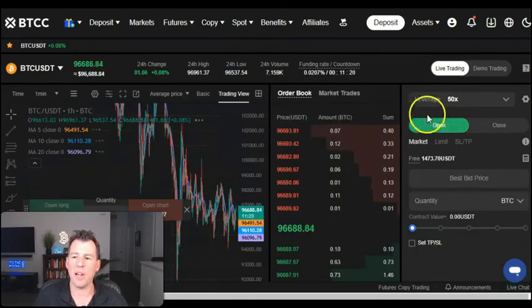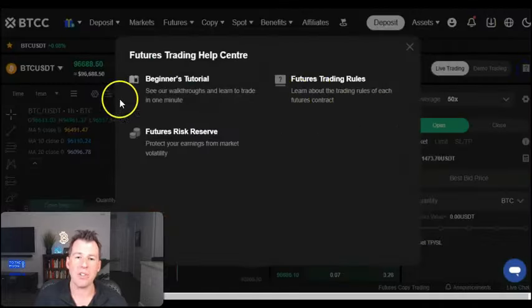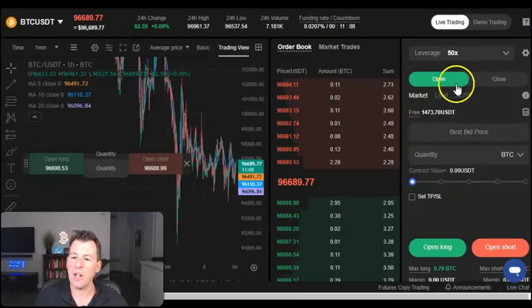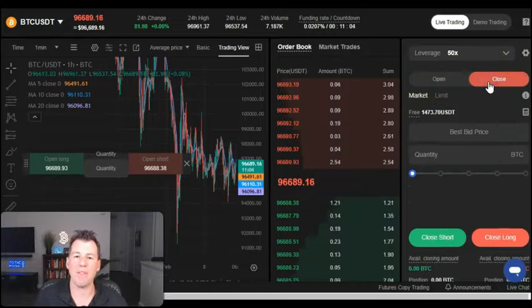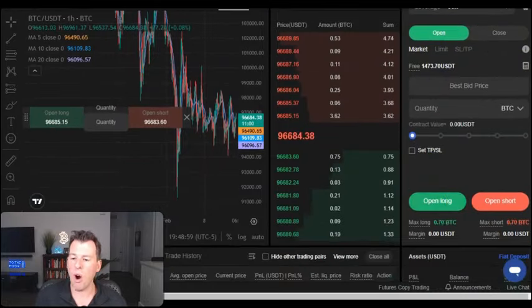Okay, go to the right here. If you want the demo trade initially, click on demo trading. Otherwise, live trading is where the action takes place. Click on the question mark, top right, beginner's tutorial, and then also futures trading rules. Check that out. Down here, open is when you initiate a position. Close is when you have an outstanding position and you want to close it. And then open long versus open short.